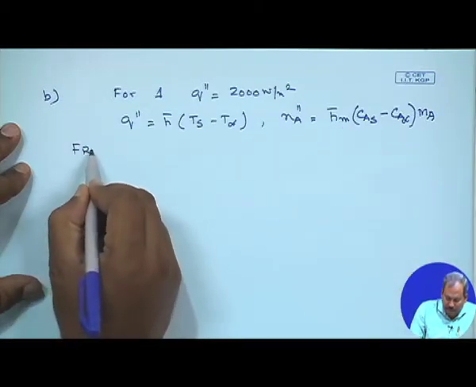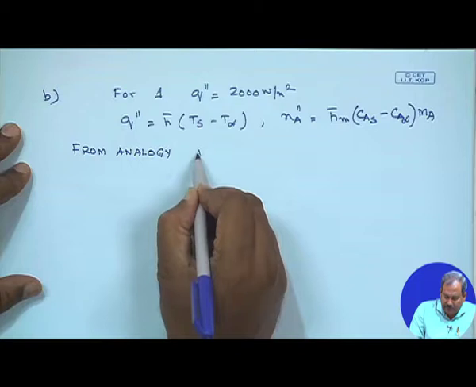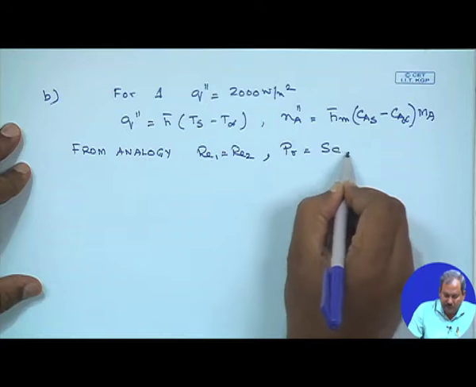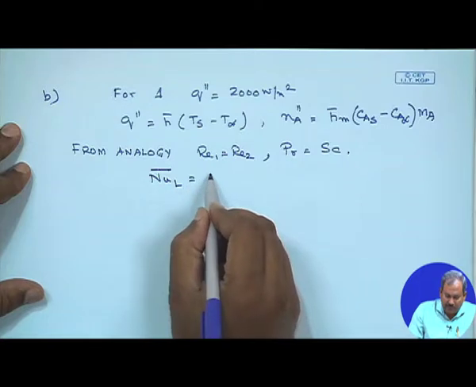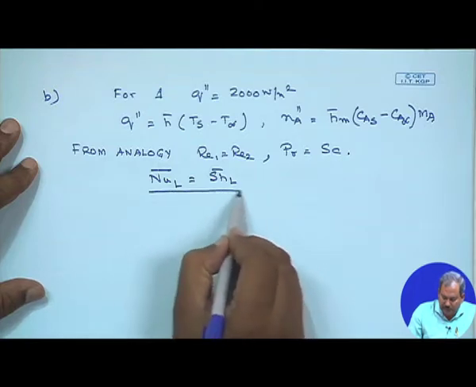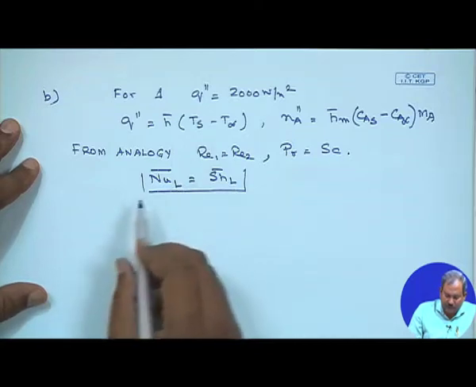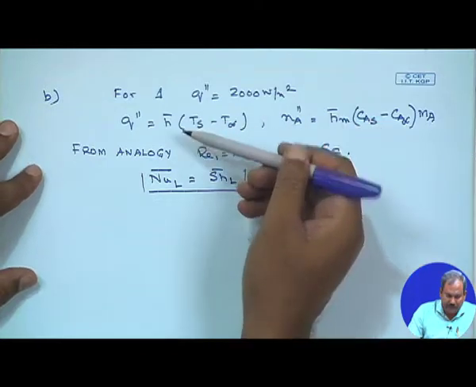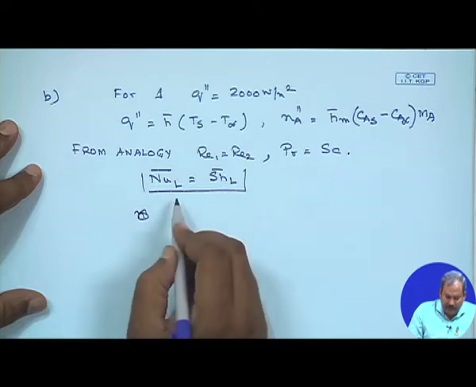From analogy, since Reynolds number 1 is equal to Reynolds number 2 and Prandtl number is equal to Schmidt number, then I can simply write that the average value of Nusselt number must be equal to the average value of Sherwood number. That is what is given by the analogy, which I have discussed many times. So, if that is the case, then I simply divide this by this, and I can expand it a little bit more.